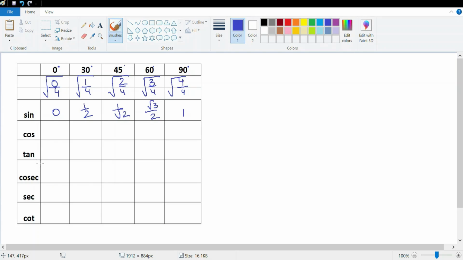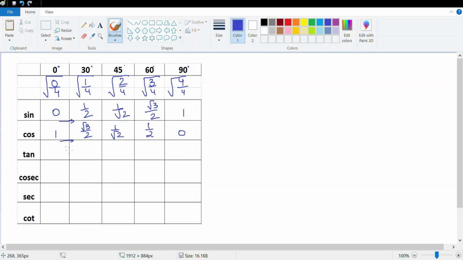If you want to get into cos, you write the numbers of sine in exactly the reverse order. So sine 90 is 1, so cos 0 would be 1. So now we are writing sine in reverse order. So the next one would be root 3 by 2, next is 1 upon root 2, the next is half, and the last is 0. So sine increases from 0 to 1, whereas cos reduces from 1 to 0.